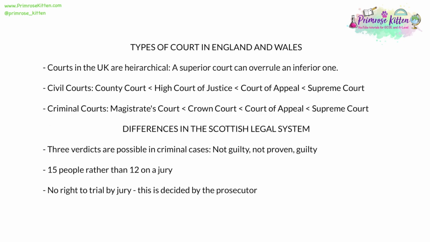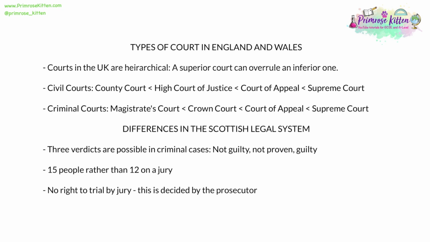Courts in the UK are hierarchical. A superior court can overrule an inferior one below them. In the case of civil courts, the order goes as follows. County Court, above that is the High Court of Justice, above that is the Court of Appeal, and above that is the Supreme Court. For criminal courts, the order goes Magistrates Court, above which is the Crown Court, above which is the Court of Appeal, above which is the Supreme Court.